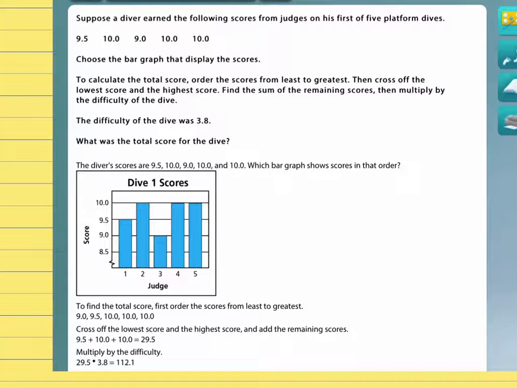You can see here what they did is they added them all up, and they crossed off the high and low. They got 29.5, and they multiplied by 3.8 to give us 112.1. So that is the answer to that problem. Your numbers will be different, but it is the same procedure.